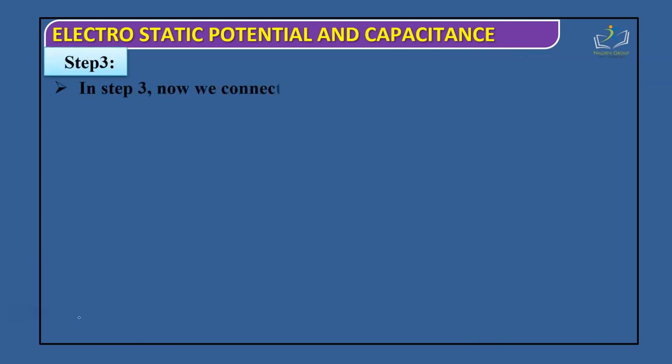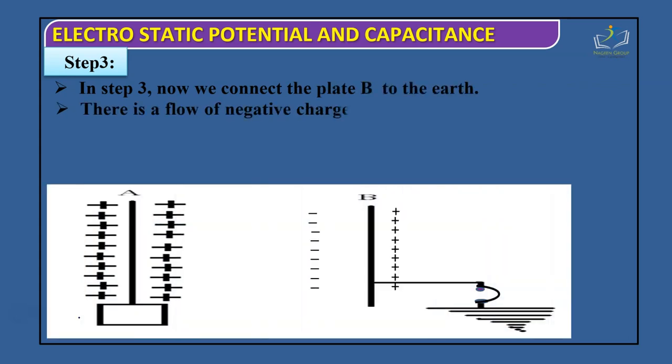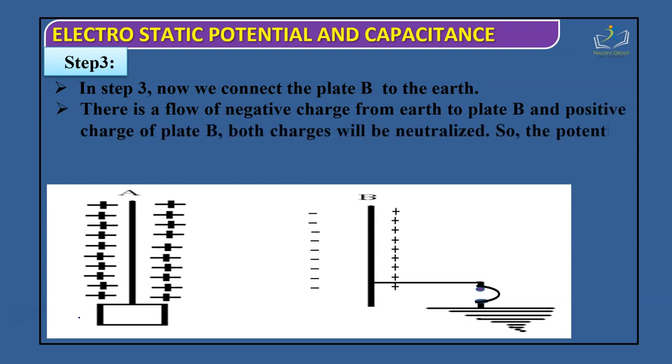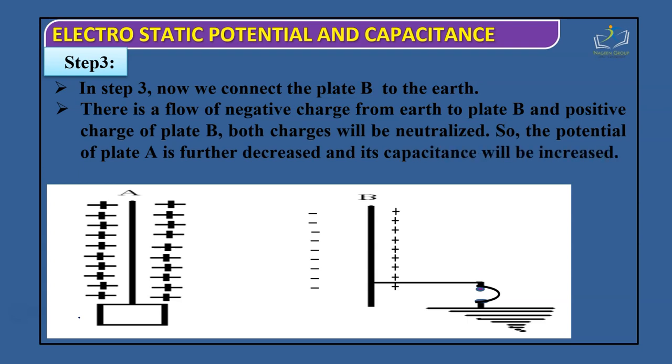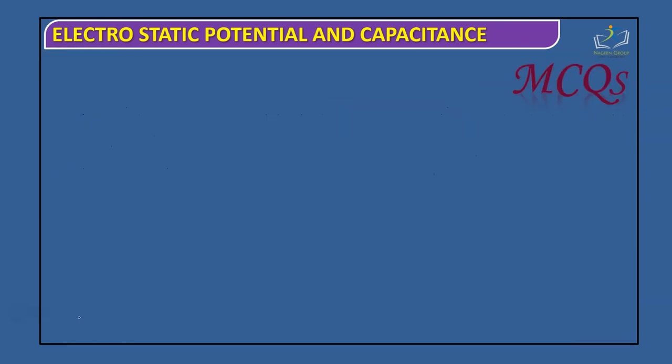Step 3. Now we connect plate B to the earth. There is a flow of negative charges from the earth to plate B, and the positive charges on plate B are neutralized. Both charges are neutralized, so the potential of the plate is further decreased and the capacitance is increased. Now only induced negative charges exist on plate B.